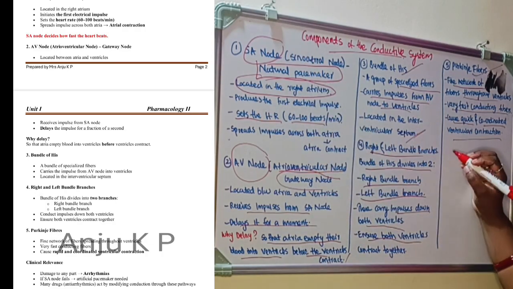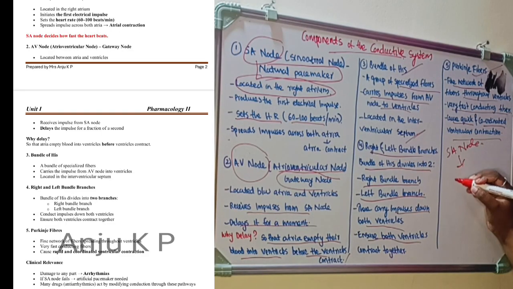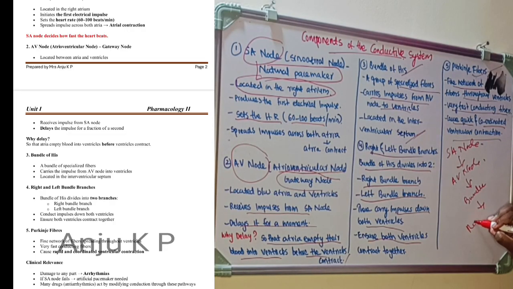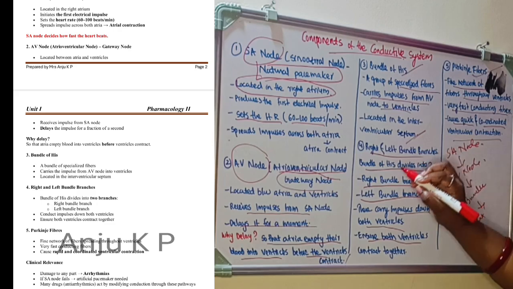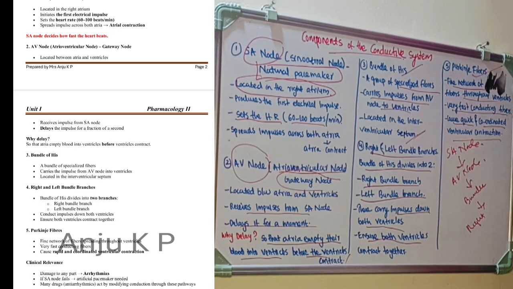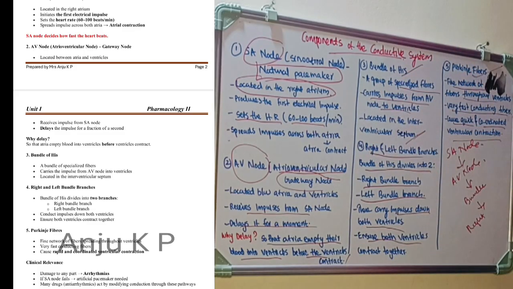First, it will start from the SA node. So from here the first impulses will get generated, then it will go to the AV node. Okay, the AV node acts as a gateway node. Then it goes to the bundle of His. Okay, then the right and left bundle branches, then lastly the Purkinje fibers. Okay, these are the components of the conductive system.